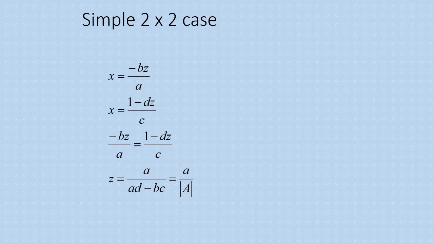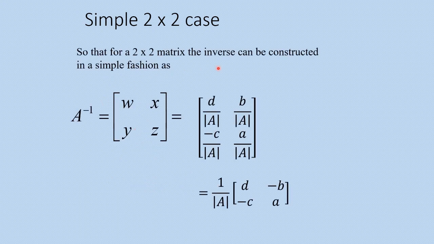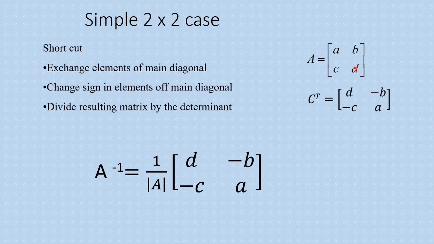So, for a 2 times 2 matrix, the inverse can be constructed in a simple fashion as A inverse is this. Substituting the values of W, X, Y, Z, we get this. Taking 1 by determinant A out as common, we get this, A inverse. Shortcut: exchange elements of main diagonal. Change sign in elements of the other diagonal. Divide resulting matrix by the determinant.